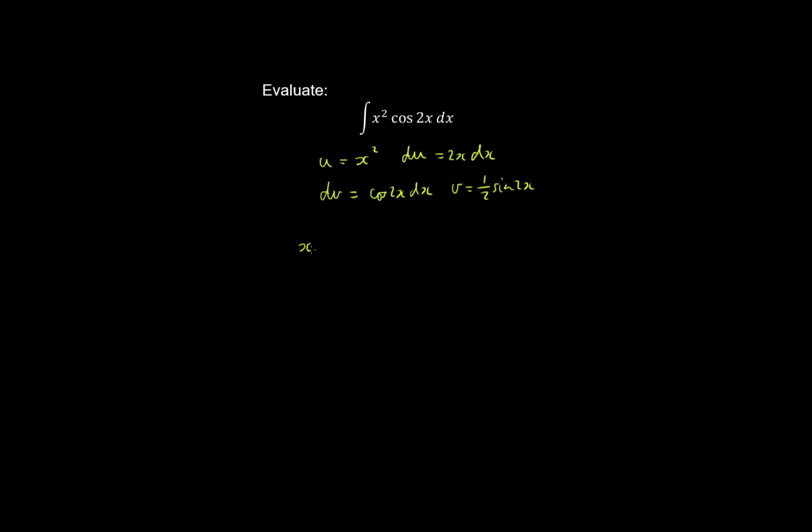And multiplying u by v, we get x squared on 2 times sine 2x minus the integral of v multiplied by du. So the 2's are going to cancel and we get x sine 2x dx. And now you can use integration by parts again to evaluate this integral, and then combine it with this result, add the constant of integration and post your answer in the comments.